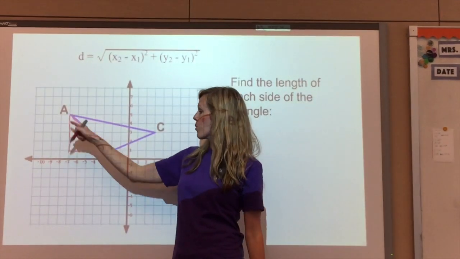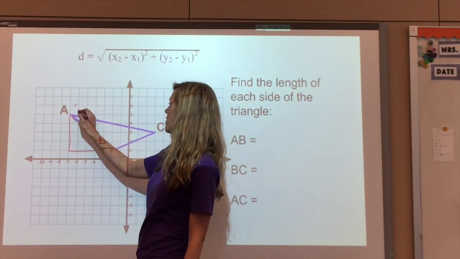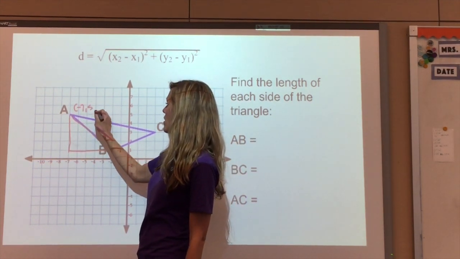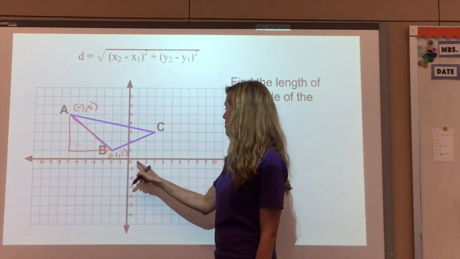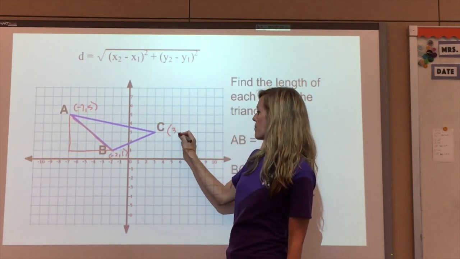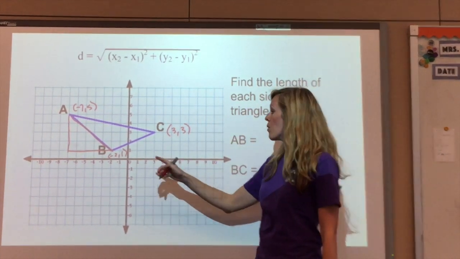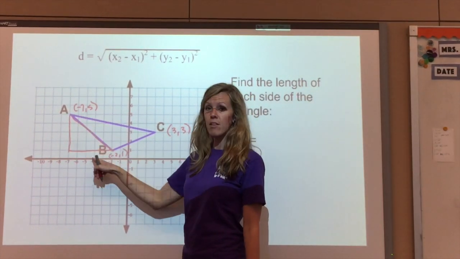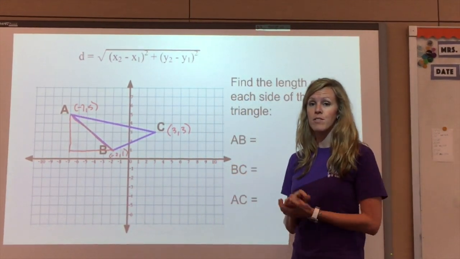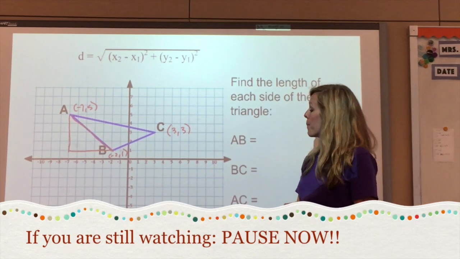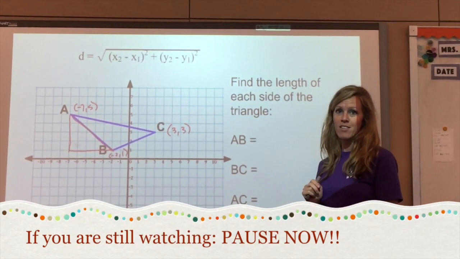Or you can find the coordinates of all the points. So for A, it's -7, 5. For B, we have -2, 1. And for C, we have 3, 3. So you can either use the coordinates and plug them into the formula, or just go ahead and use the Pythagorean theorem by making a right triangle with each side length as your hypotenuse. Ah, cool. Thank you. Students, pause the video now and find each of these lengths.